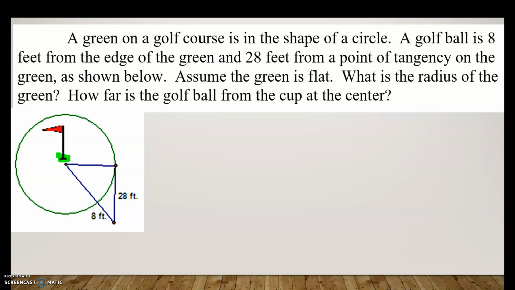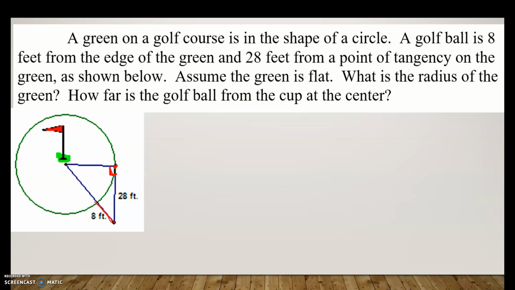A green on a golf course is in the shape of a circle. So here's our circle, our green. A golf ball is 8 feet from the edge, so this little piece out here is our measurement of 8. And it's 28 feet away from the point of tangency. So that's my point of tangency. Then I know automatically that I'm going to have my right angle right there.